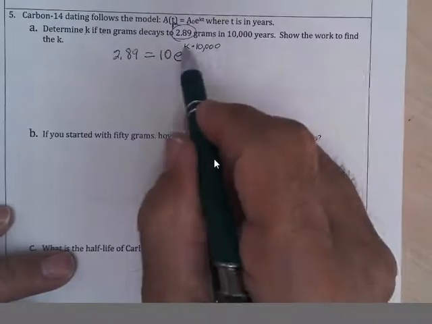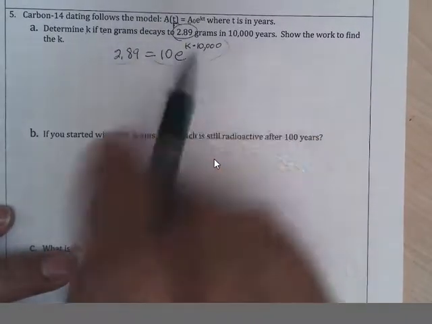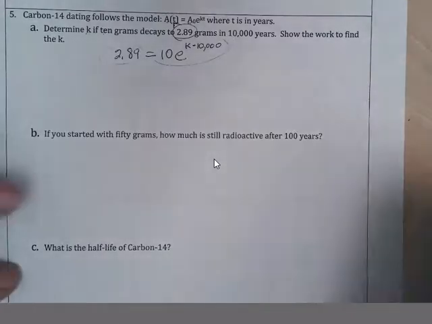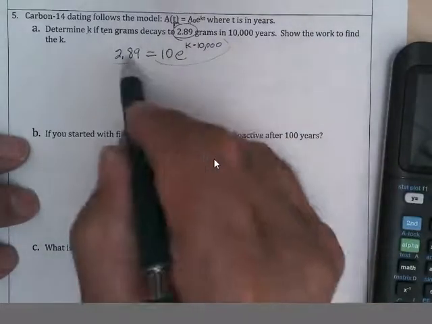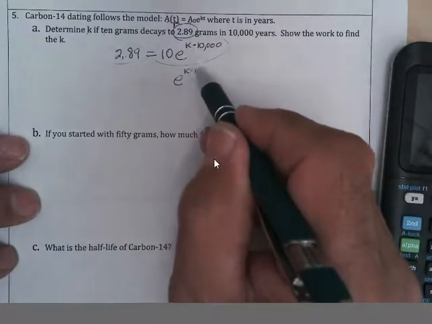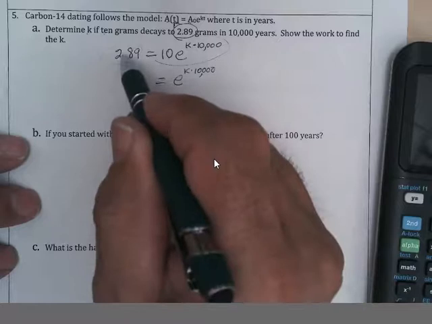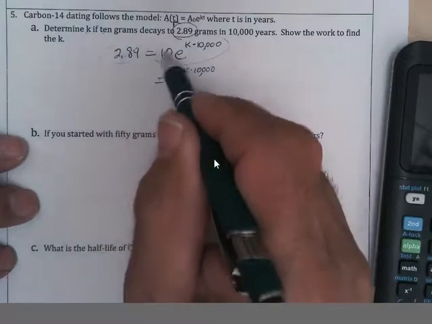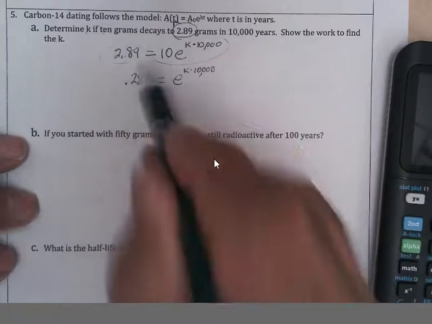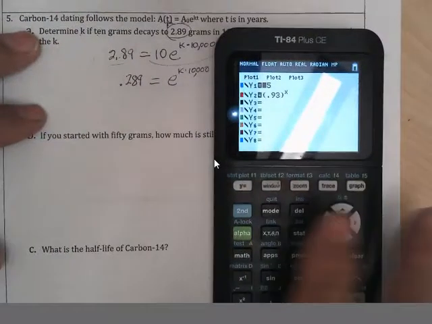So to solve for k, we can graph this and graph this and find out when they're equal. And let's just do that. We could also divide by 10 and find out when e to the k times 10,000 equals 2.89 divided by 10, which is 0.289. But let's just see. I'll just do the first one.